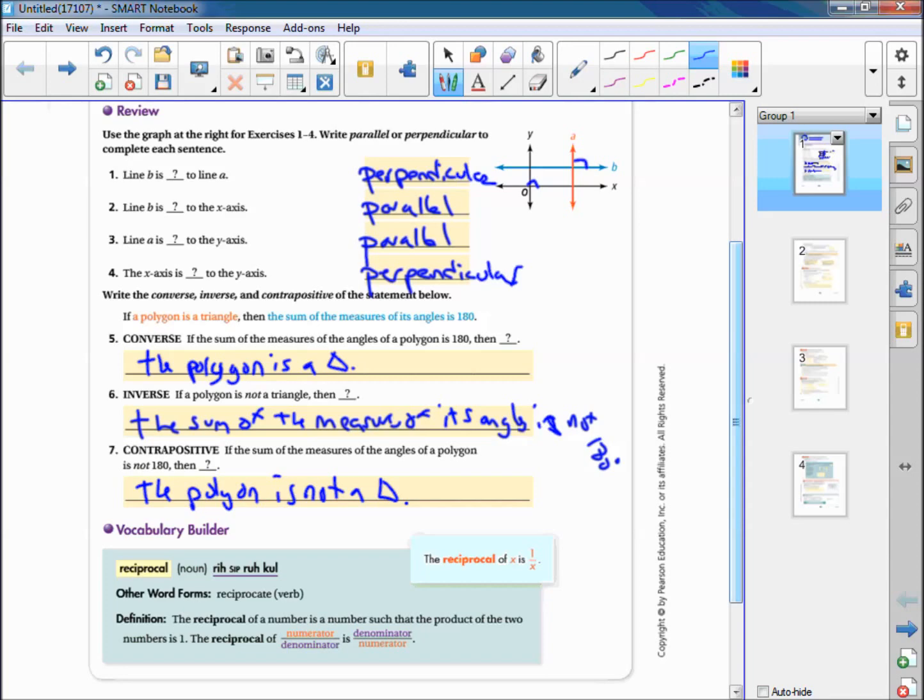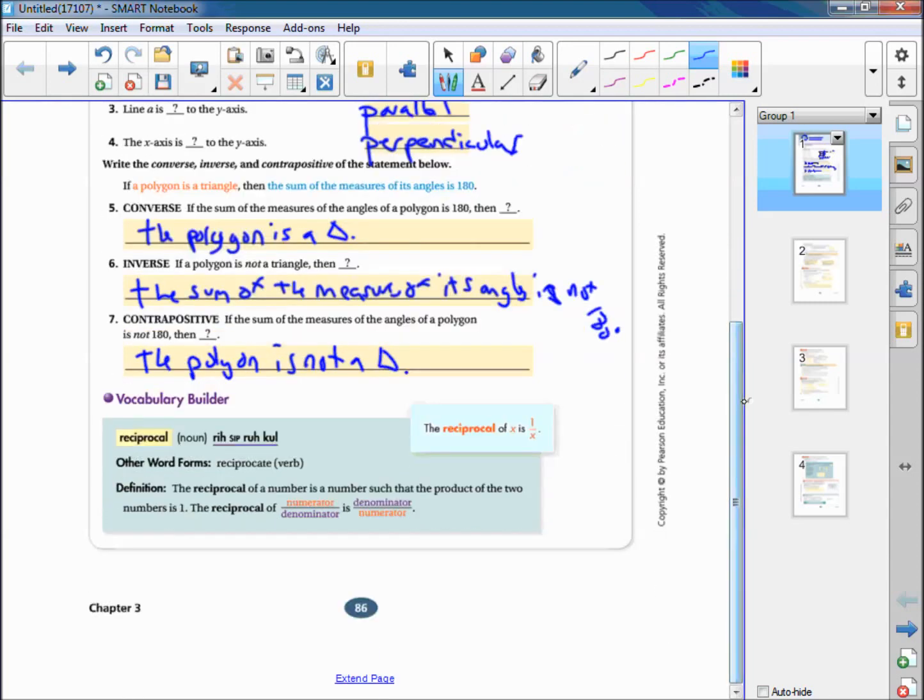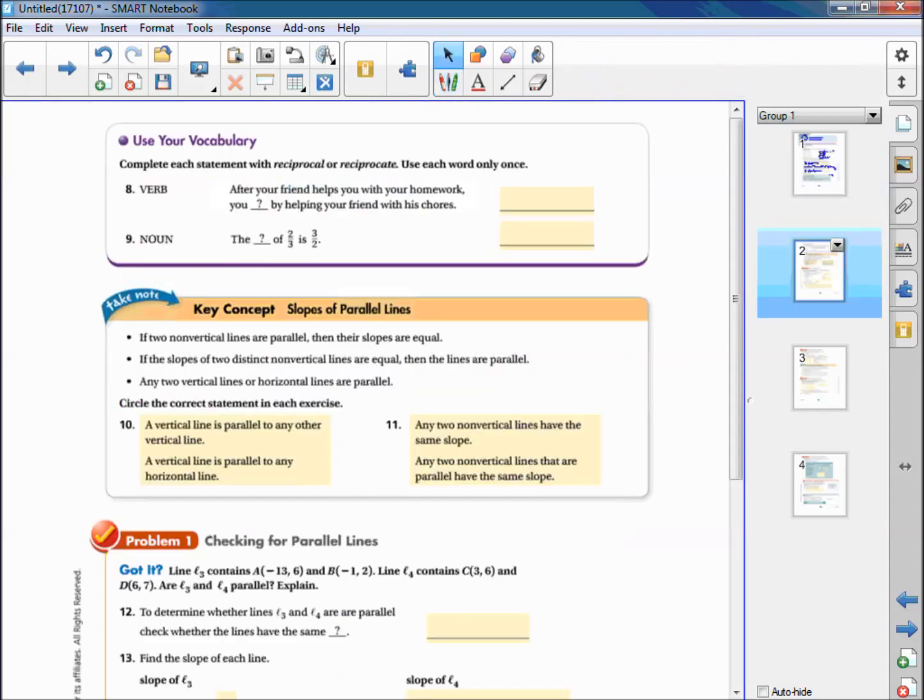All right, so our vocabulary builder here, reciprocal. Reciprocal of x is just 1 over x. Remember, it's flip the numerator and the denominator of the fraction. And that's because these two things will multiply together to make 1. So the reciprocal is the number that it multiplies with to make 1. And you could just find it by flipping the numerator and the denominator. All right, let's flip it over and see what's on page 2.